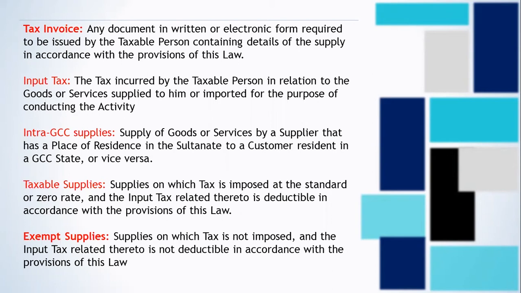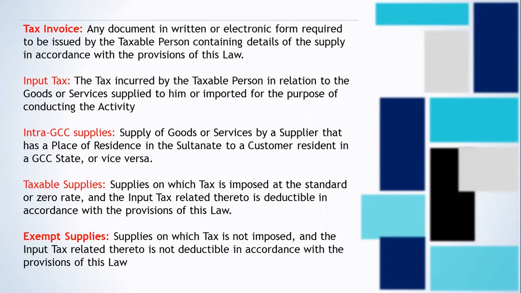So let us connect tax invoice and input tax. If A sells the goods to B and A charges 5% of VAT on 100 rupees value, 5 rupees is the tax amount. So the recipient B, which has paid A 105 rupees, will get the credit of VAT that has been charged by A. So that 5 rupees is the input tax, right?